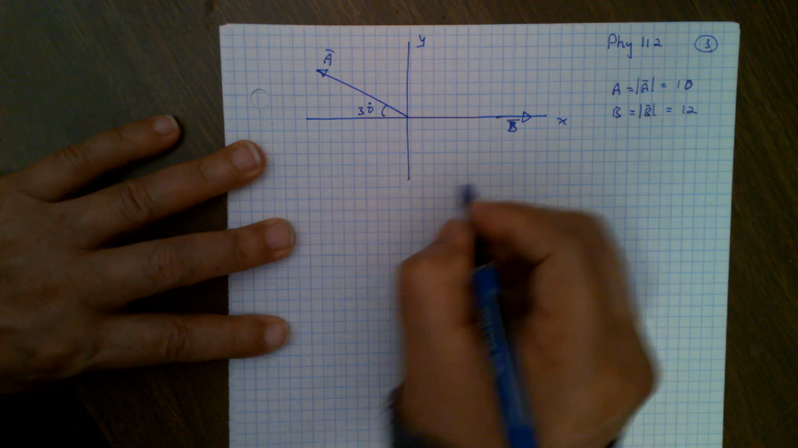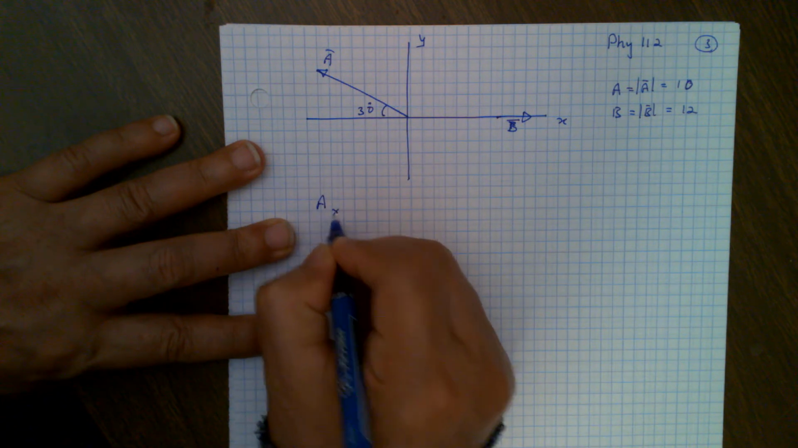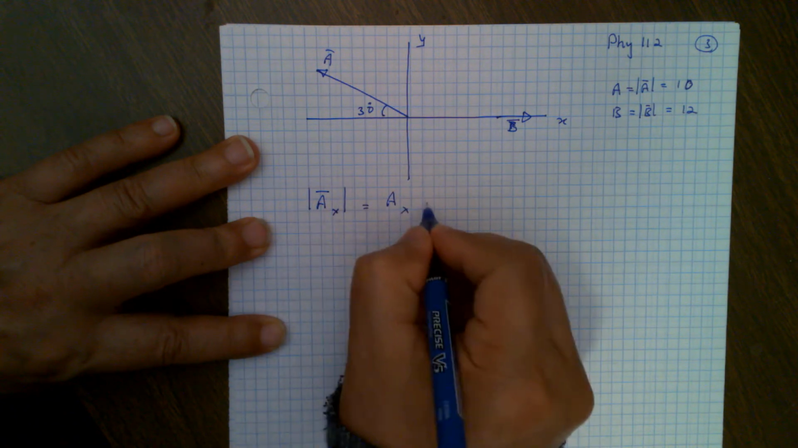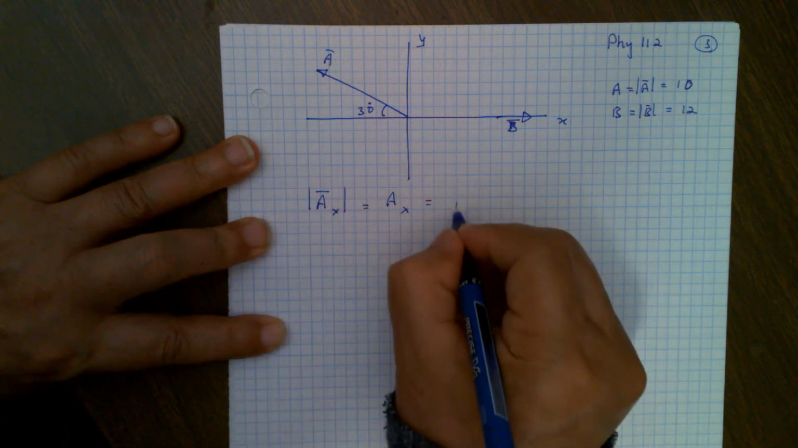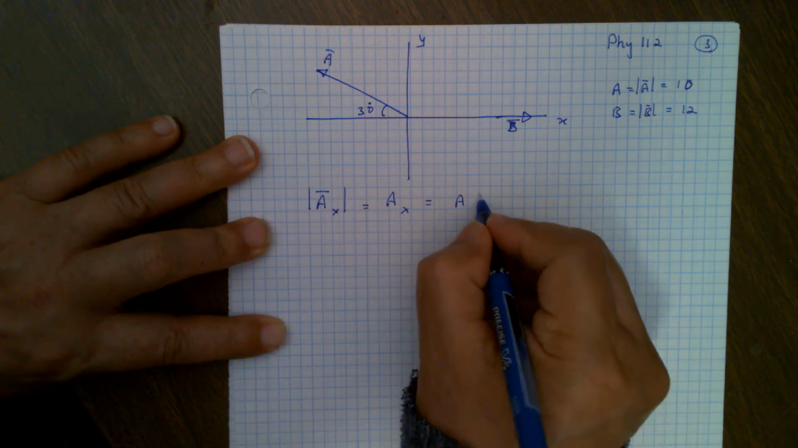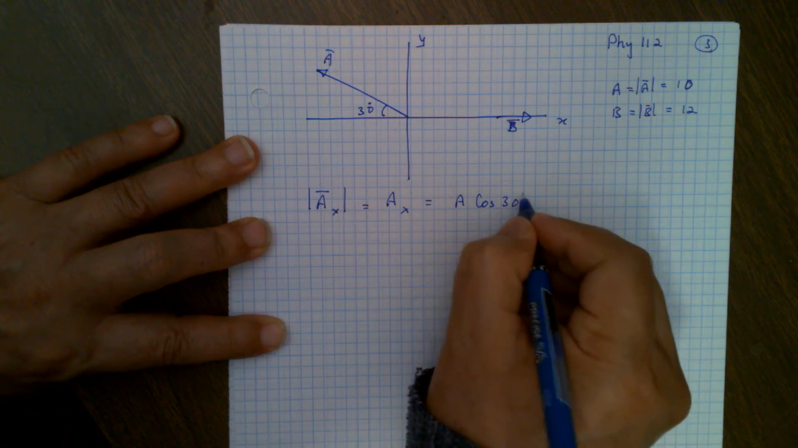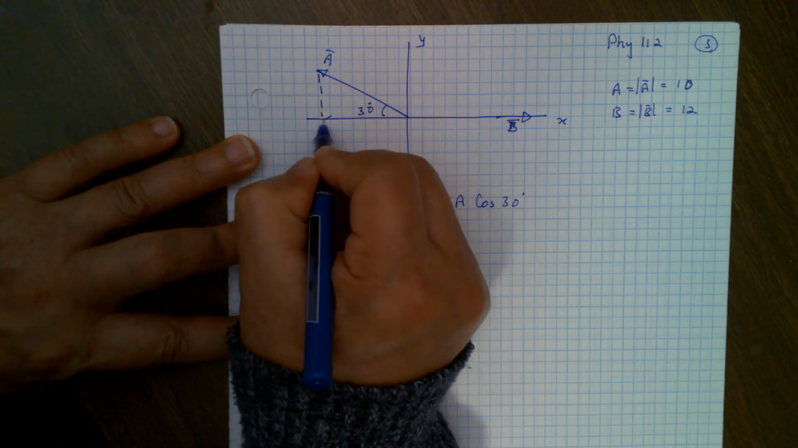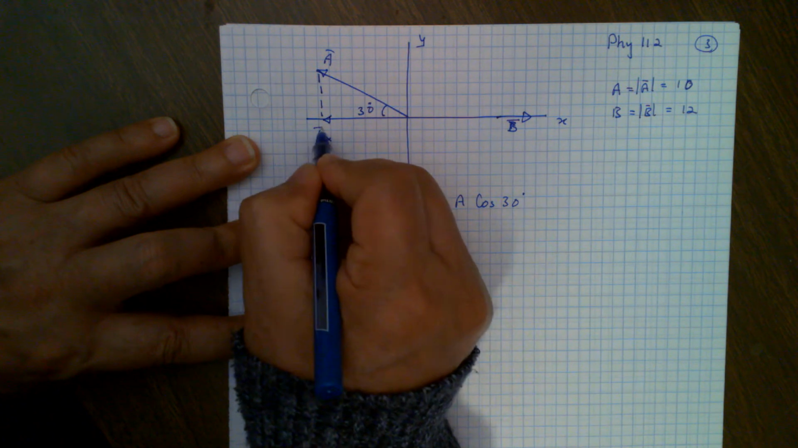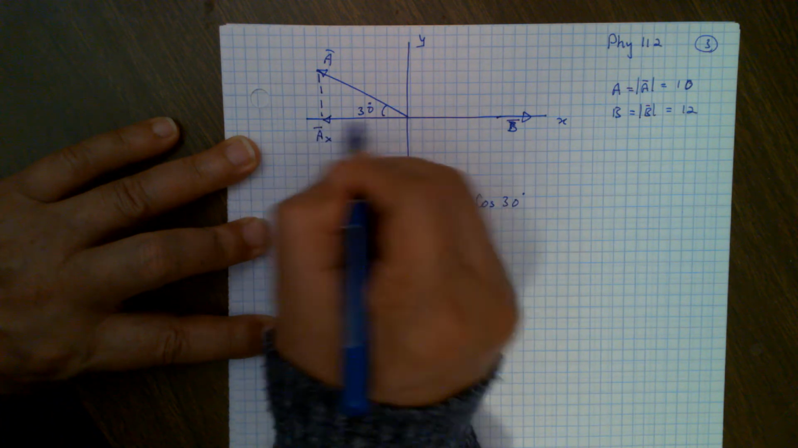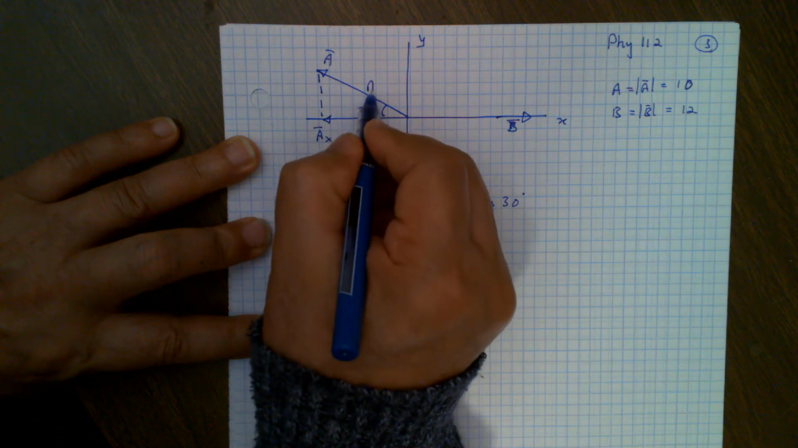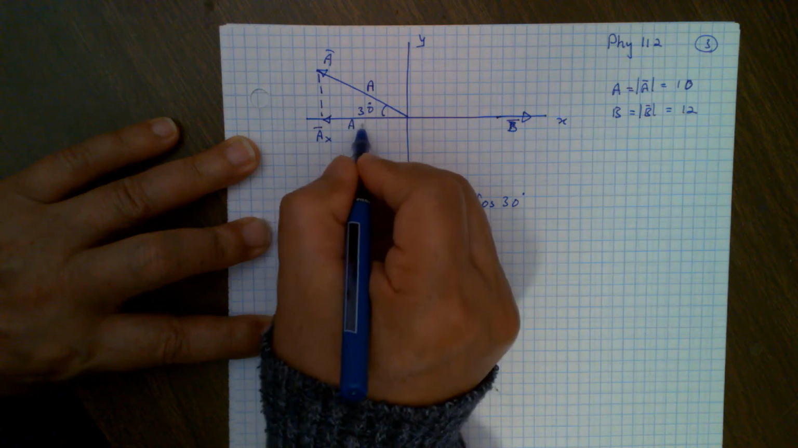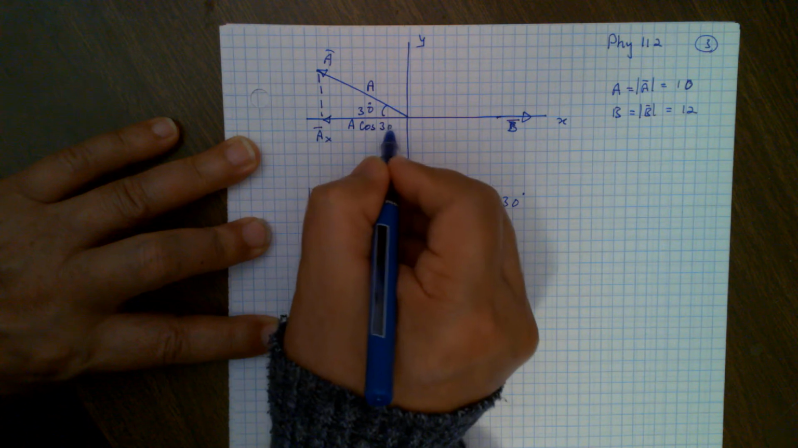So vector A, first of all, let me write vector Ax. The magnitude of Ax will be A cosine 30 degrees. Why is that? Because this component, let me draw the component for you. This component is Ax. This is the adjacent side, and this is the magnitude of vector A. So in this triangle, that is A cosine 30 degrees.